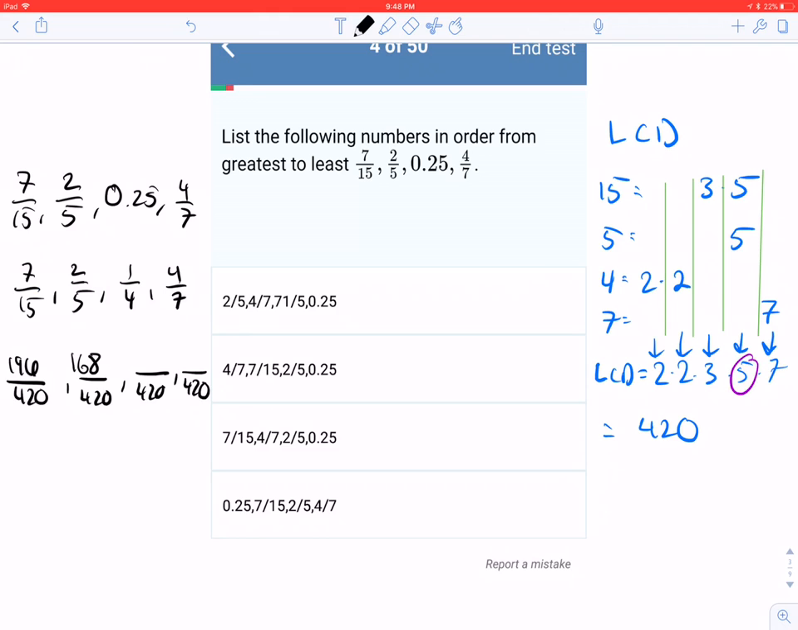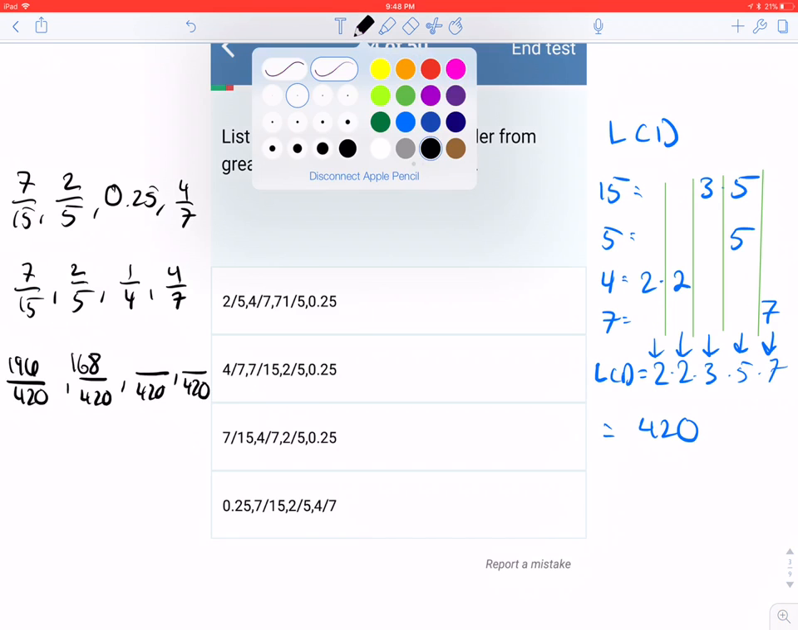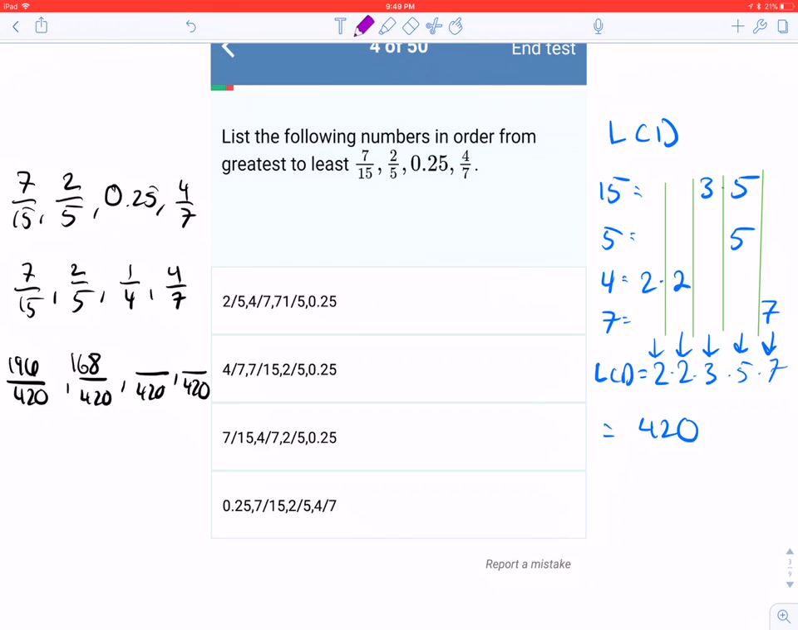Okay? So it's basically just converting all of these fractions to the same denominator. I'm just kind of doing a lot of it in my head. I'm trying to do it quickly because I'm trying to stay within a certain time frame.